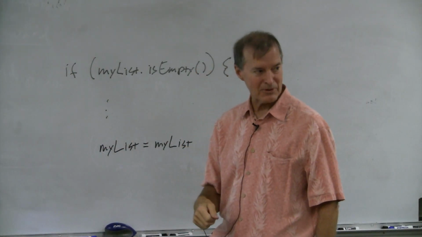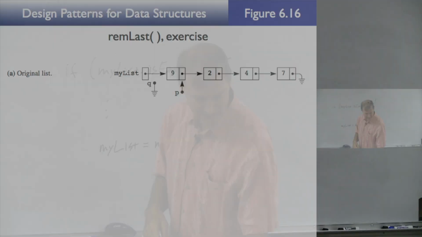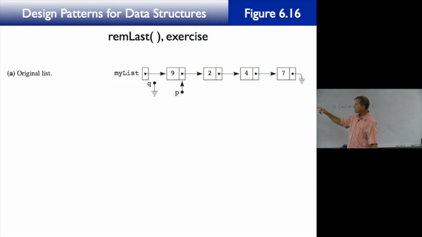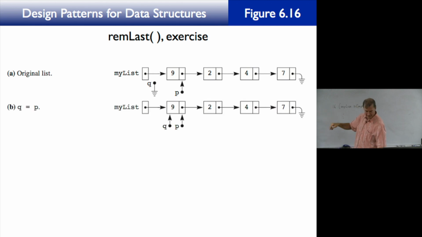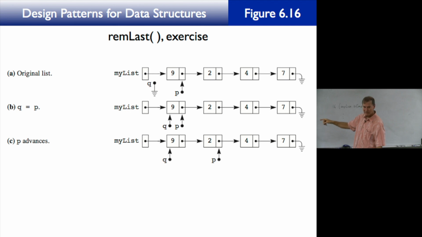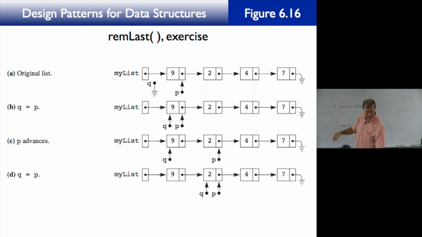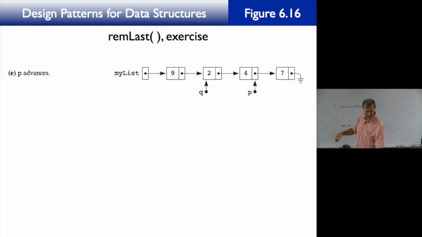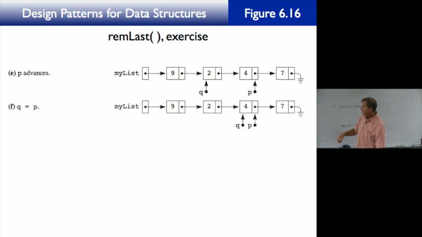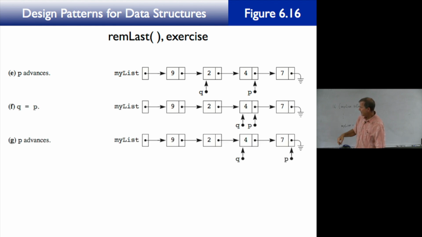Have you used this technique before? Okay, yes. Good. So here, suppose we have the original list. We initialize Q to nil, P to what? Underscore head, right? And then Q gets P, and then P advances. Are you with me? And then Q gets P, and then P advances. And then Q gets P, and then P advances. And now we are where we need to be to do remove last.